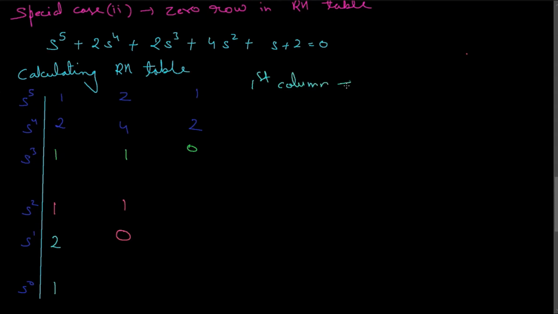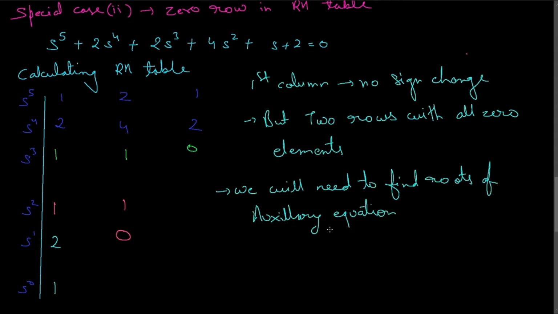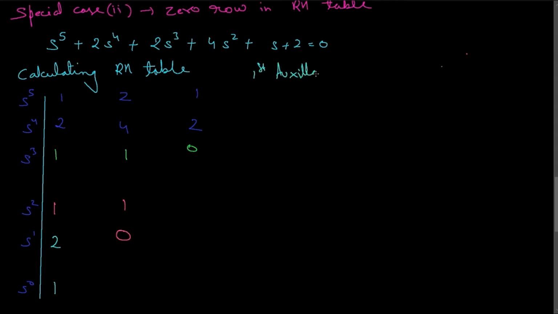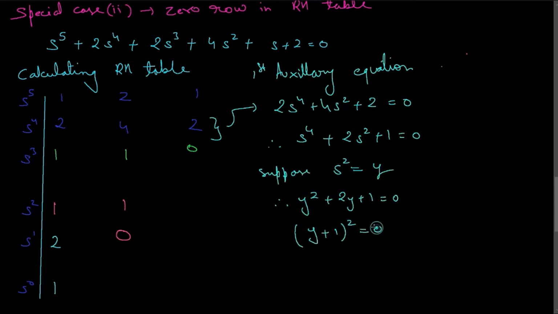Having completed all the calculations, we can see that there are no sign changes in the first column of the RH matrix. However, there were 2 rows with all 0 elements. So there are 2 auxiliary equations and we will need to factorize them. The first auxiliary equation was 2s raised to power 4 plus 4s square plus 2 based on this row. Since it is a power of s raised to power 4, we will assume that s square is equal to y. Substituting s square by y, we will construct this equation and we will factorize it.